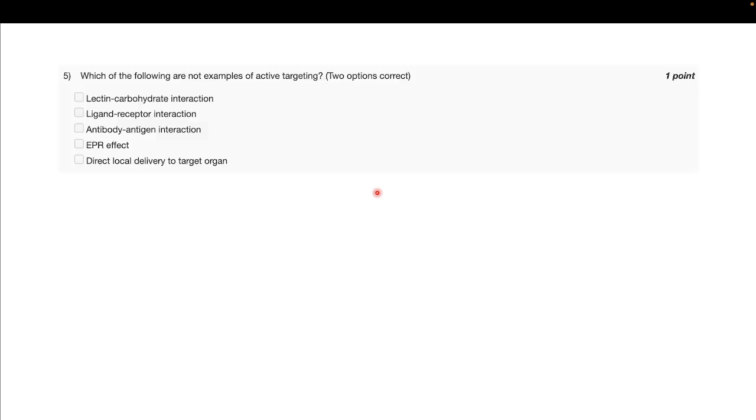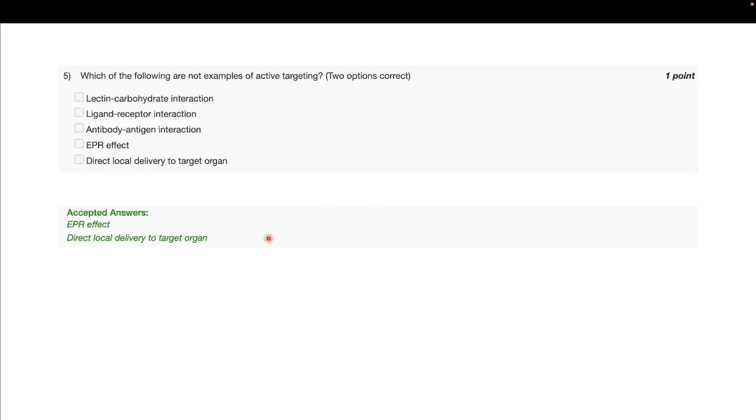Okay, the next question is which of the following are not examples of active targeting? And we have to choose two options. Last two options. Okay, EPR effect and direct local delivery to target organ. Yeah, both of you are answering the same, and both of you are correct.